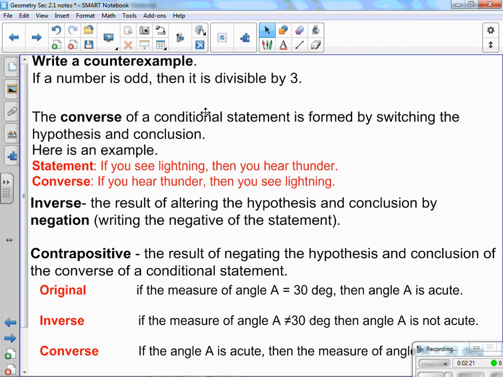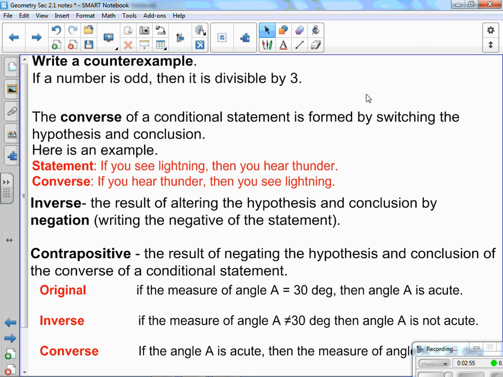writing a counterexample. Right, we have discussed counterexamples in the last chapter. A counterexample is an example that proves that a conditional statement, or that the statement that we're making, is false. So if a number is odd, then it is divisible by 3. So to make a counterexample of that, we just need to find an odd number that would not be divisible by 3.